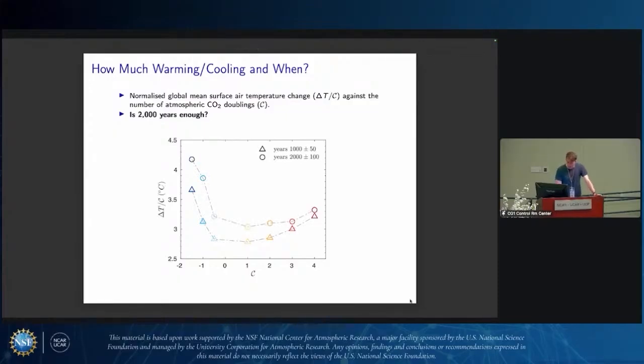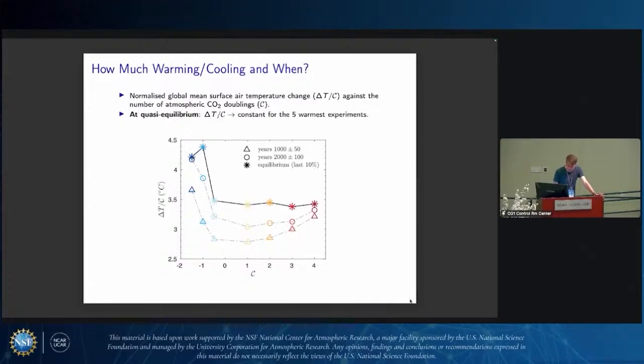As we go out to 2,000 years, the trends haven't really changed, but I want to point out that there is a non-negligible amount of warming or cooling in both the warming experiments and cooling experiments. But is 2,000 years enough? Well, no, it's not the full picture. So what happens when we get all the way out to equilibrium, the last 10% of our experiments? Then we find that the ECS, so properly now ECS, is essentially constant for 5 of the experiments. So between 0.7 and 16 times CO2, we have this near constant ECS of about 3.4 to 3.5 degrees C. And it's only in the coldest experiments that we really see a much higher ECS, around 4.2 to 4.4 degrees C.